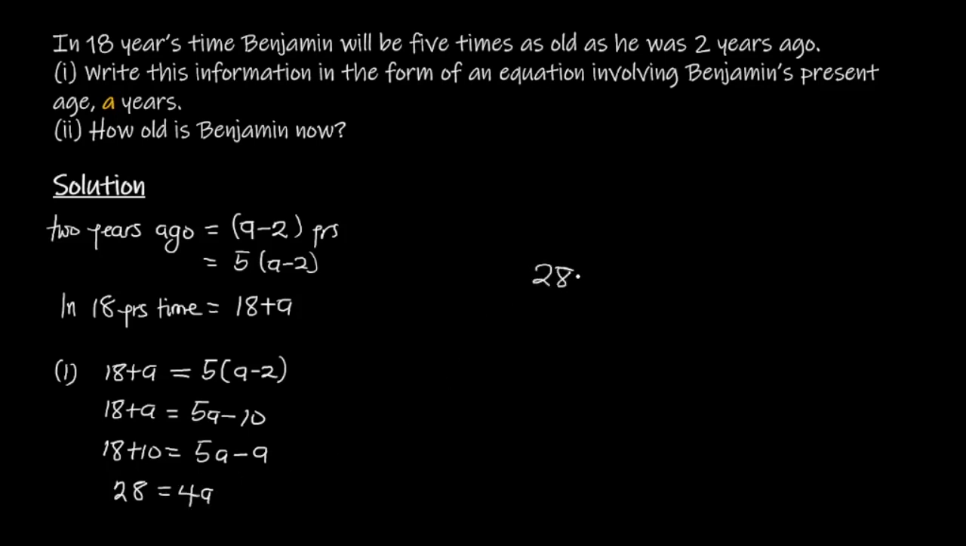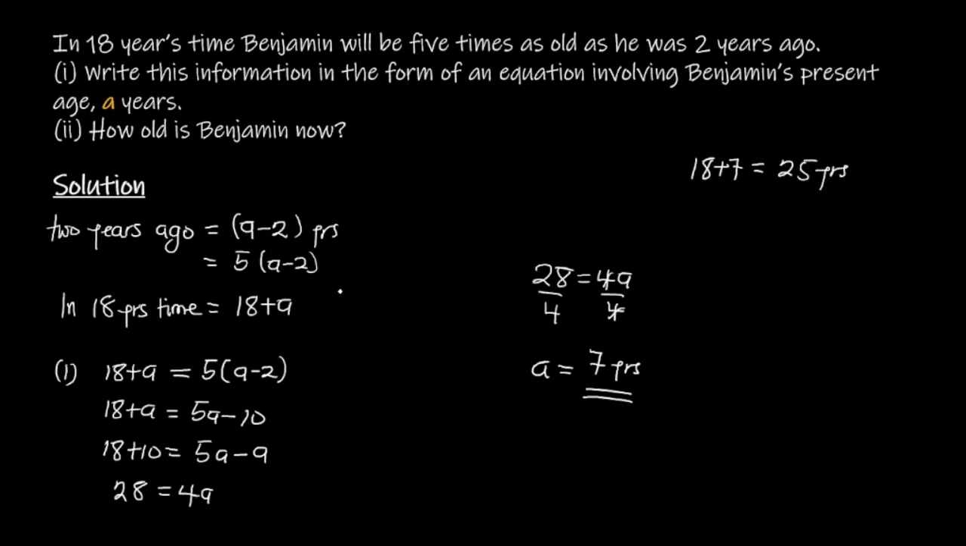Now 28 is equal to 4A. To make A the subject, I divide both sides by 4. So my A is now equal to 28 divided by 4, which will give me 7 years of age. So it means Benjamin is 7 years right now. So if Benjamin is 7 years right now, it means in 18 years time, Benjamin will be 18 plus 7, and this will give us 25 years. So in 18 years time, Benjamin will be 25 years old.